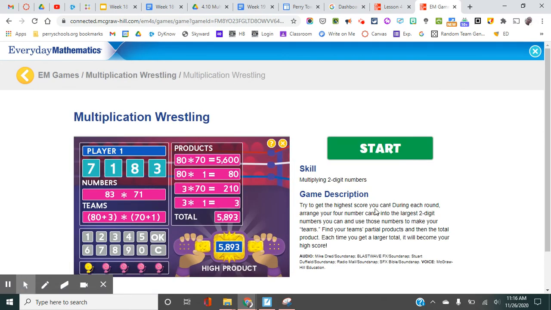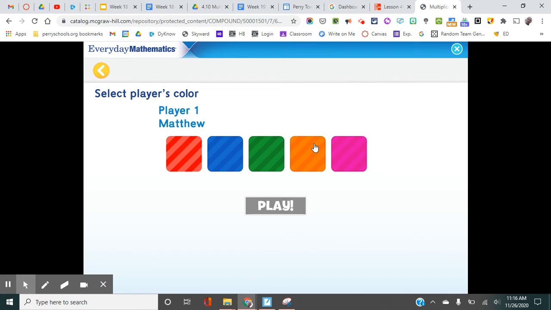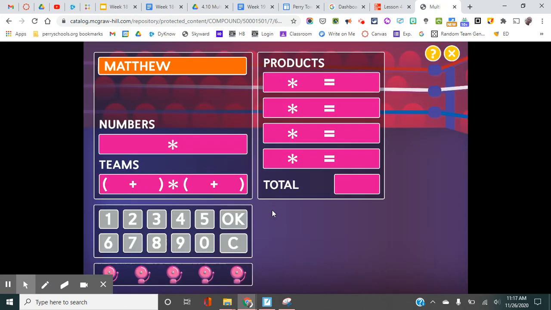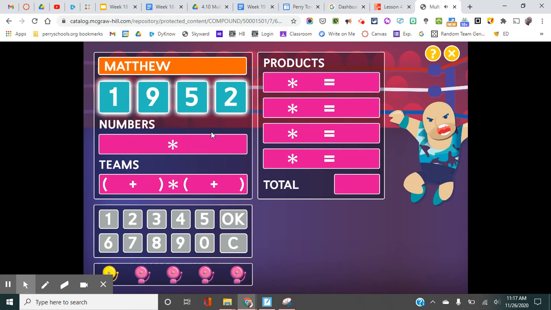Okay, we're going to try to get the highest score we can. You can see in this example, right, how all the different products are created, how the teams are created. Okay, and so you're going to be kind of going to see who can get the most as their final product at the end. Oh, I'm going to be orange. Let's play multiplication. Oh, now it's talking to me. Here we go. Ring the bell.